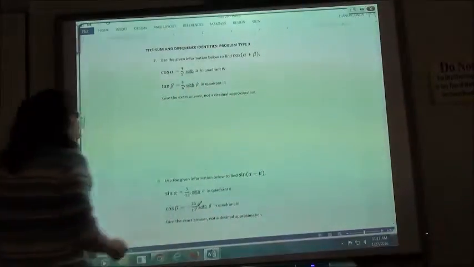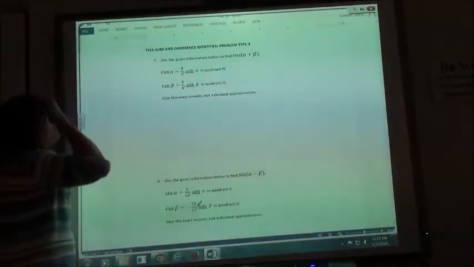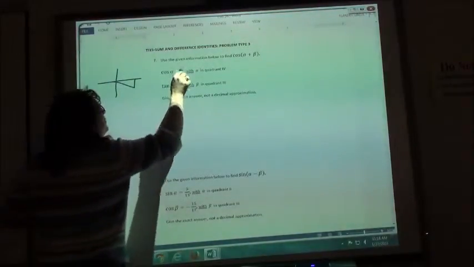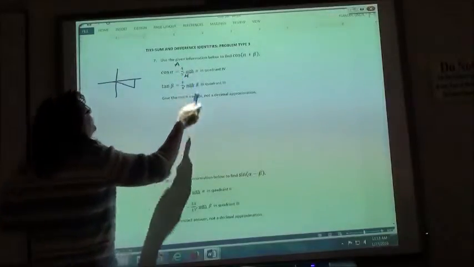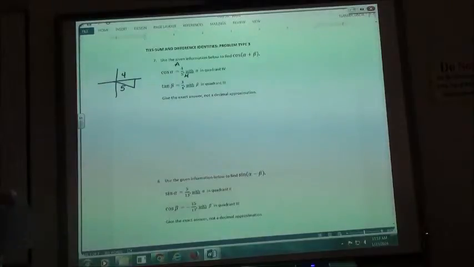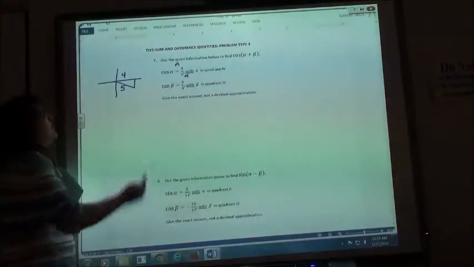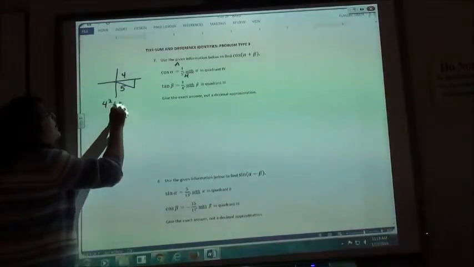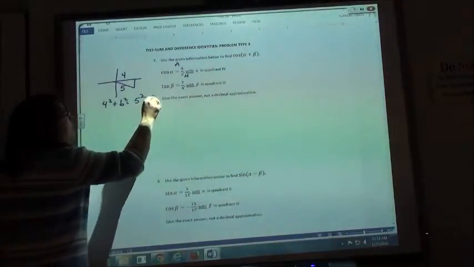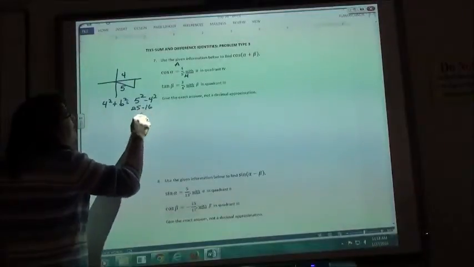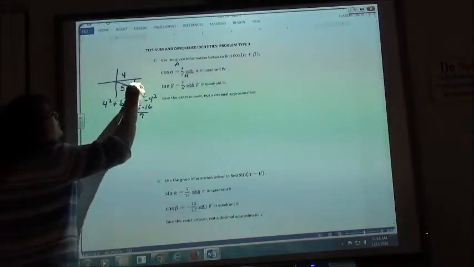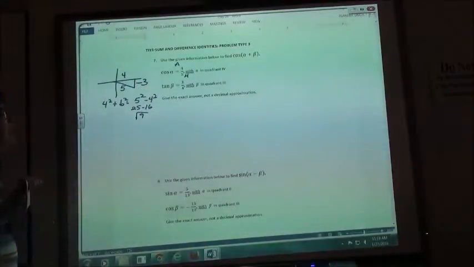So first of all, we have the cosine of 4/5 in quadrant 4. So in quadrant 4, the cosine is going to be the adjacent over the hypotenuse, so I'm going to have 4 over 5. Using my Pythagorean theorem, a squared plus b squared equals c squared, so 4 squared plus b squared equals 5 squared. That means I'm going to subtract my 4 squared, 25 minus 16 is 9, square root of 9 is going to give me 3. This is going down, so it's going to end up being a negative 3.